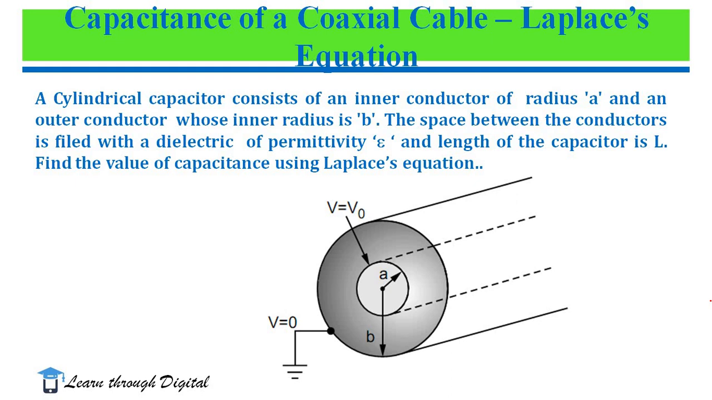So this is the structure. There are two cylindrical conductors which are coaxially placed. That's why it is called a coaxial cable. Inner cylinder with radius A and outer cylinder with radius B. One more piece of information is given here: for the inner cylinder the potential V is equal to V naught, and for the outer cylinder V is equal to 0.